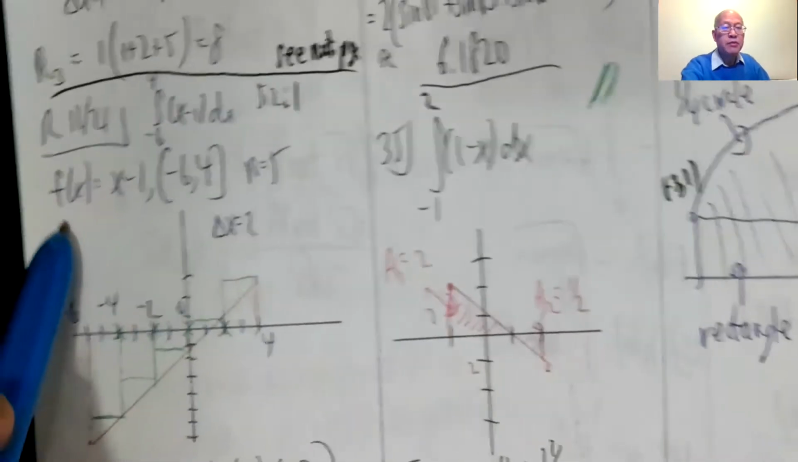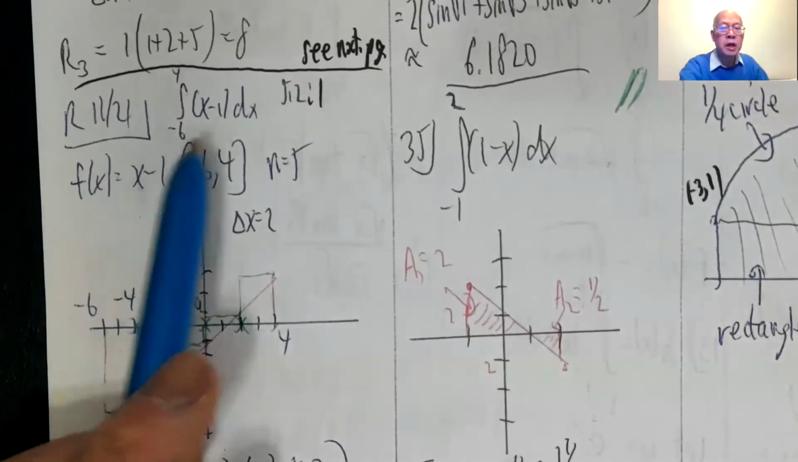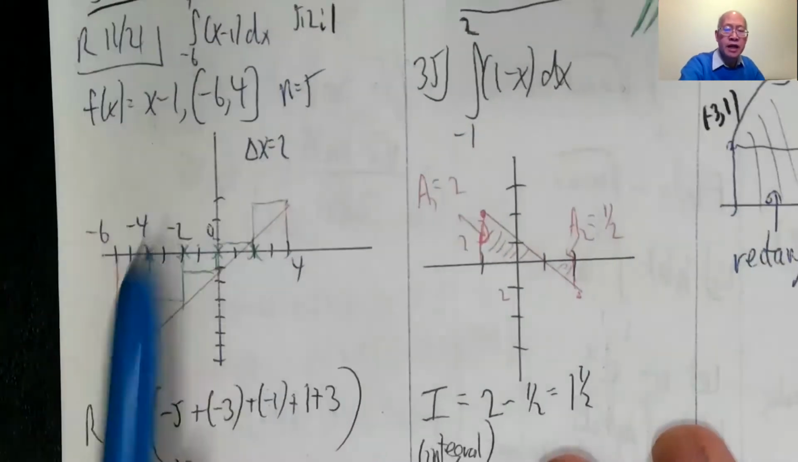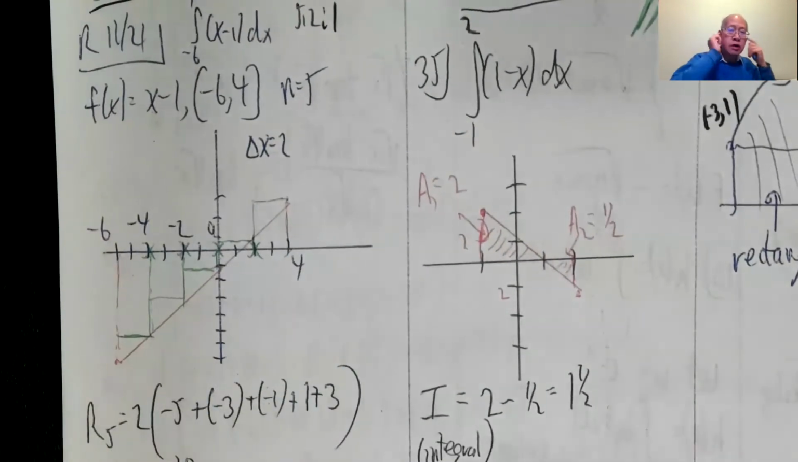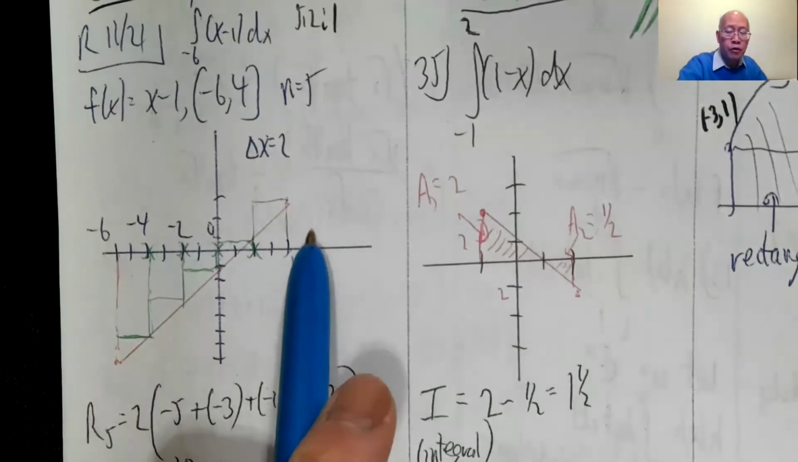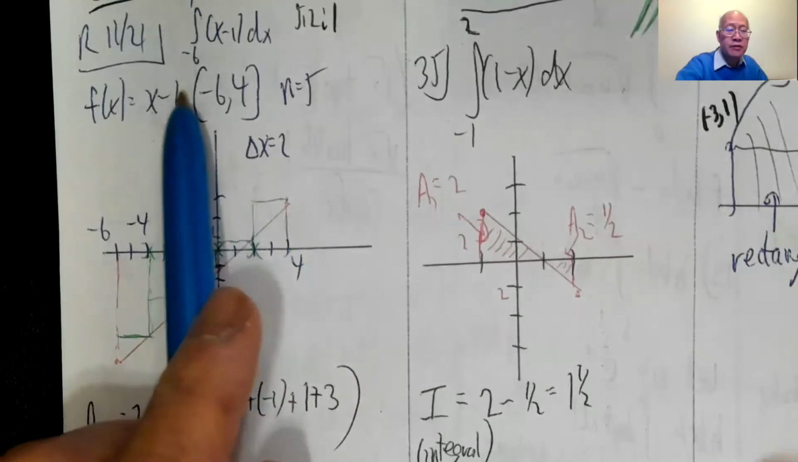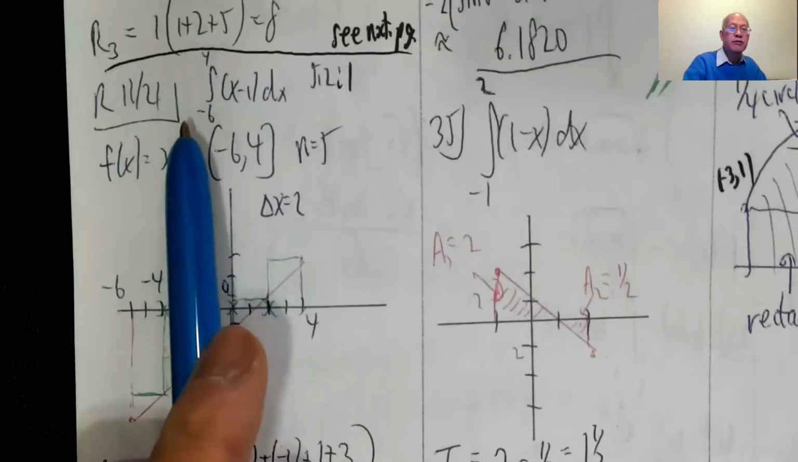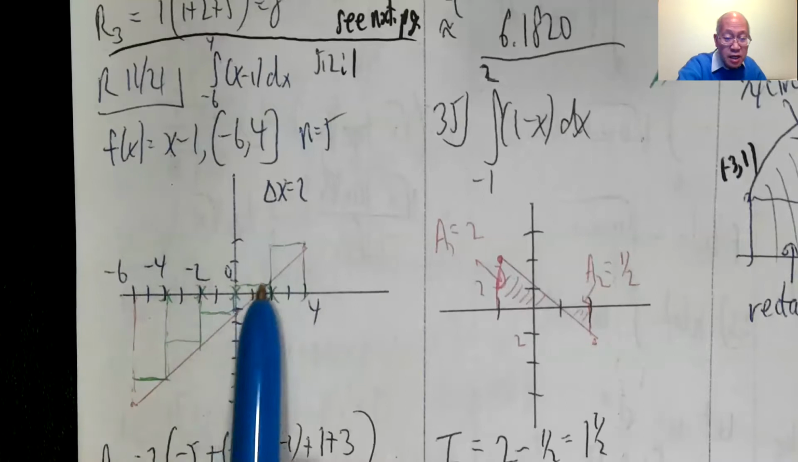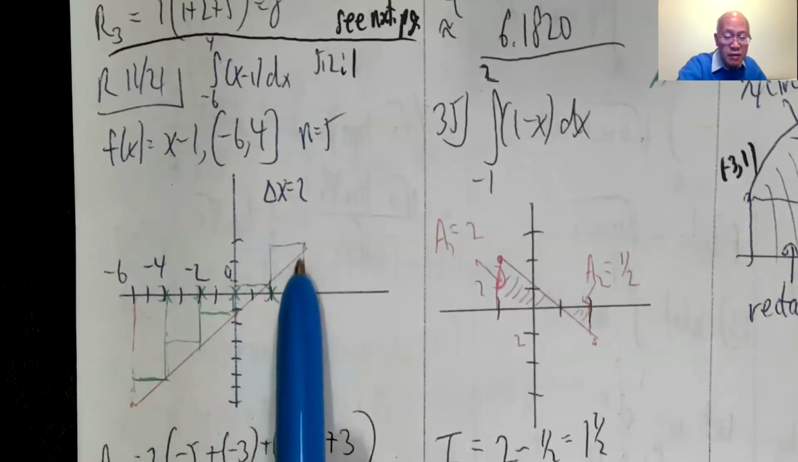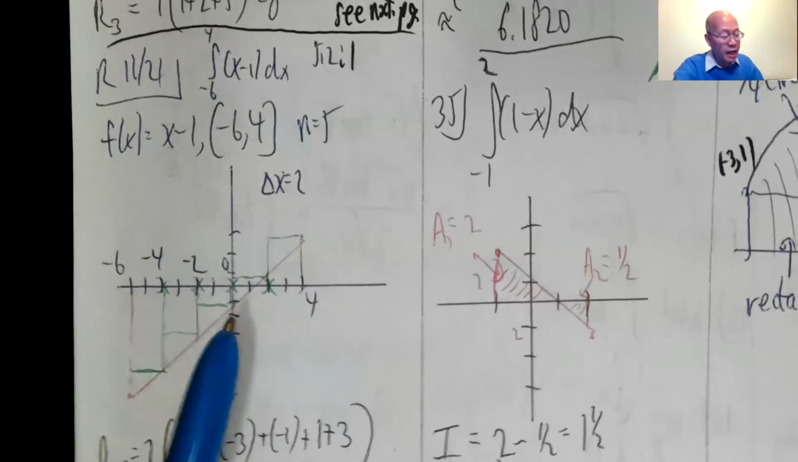Okay, going back to 5.2, number 1, approximate the integral from -6 to 4 of x minus 1 dx. Here's the graph of x minus 1 from -6 to 4. For the true value of this integral, everything here counts as a negative, and this tiny piece here counts as a positive. So it looks like the answer ought to be negative.